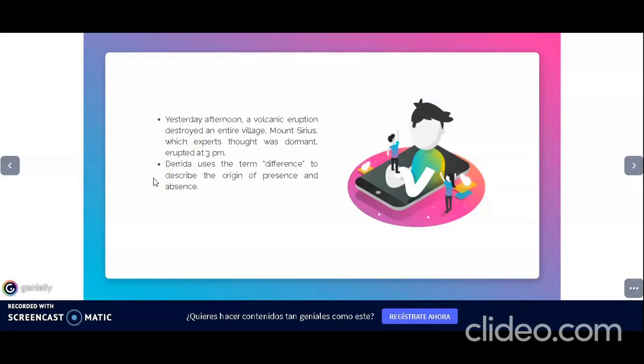We can also use the active voice to refer to the work of another author or introduce a table or figure. It's always best to put the author first, followed by a verb in the active voice. For example, the reader used the term difference to describe the origin of presence and absence.